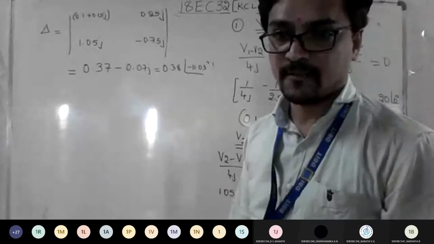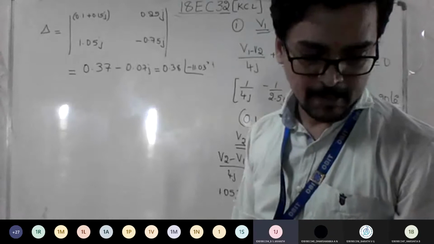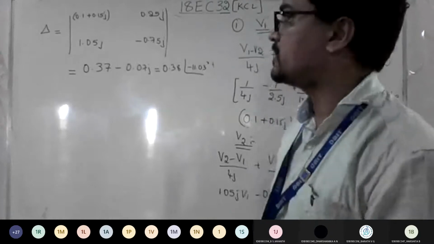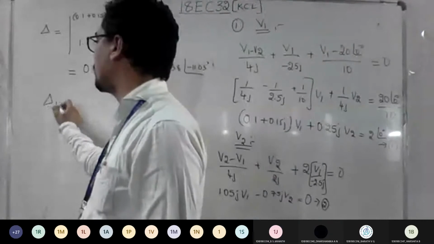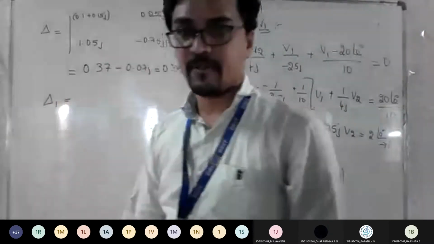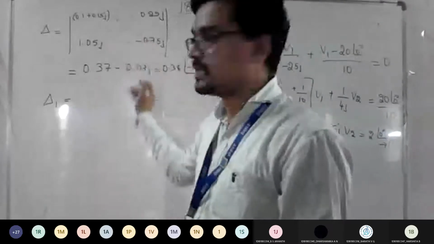So minus 11 angle? Yes, sir. Okay. Check out delta 1. So what you should do to find delta 1? See, you don't need to find delta 2 now. Don't waste your time finding delta 2. Just find delta 1. So replace the first column with the constant terms.